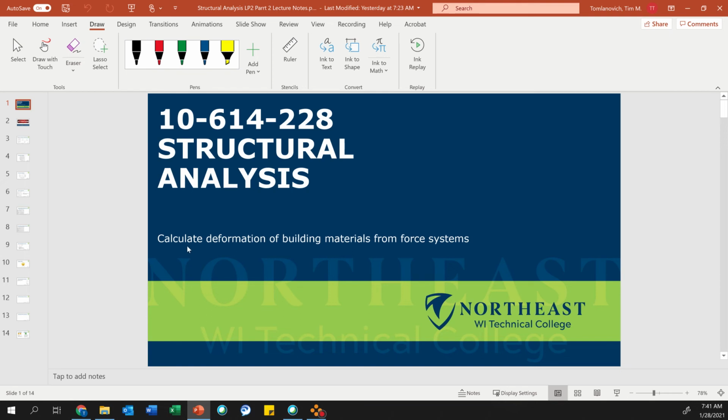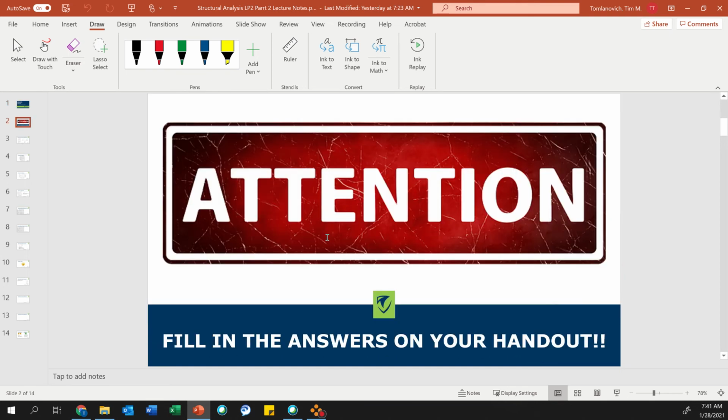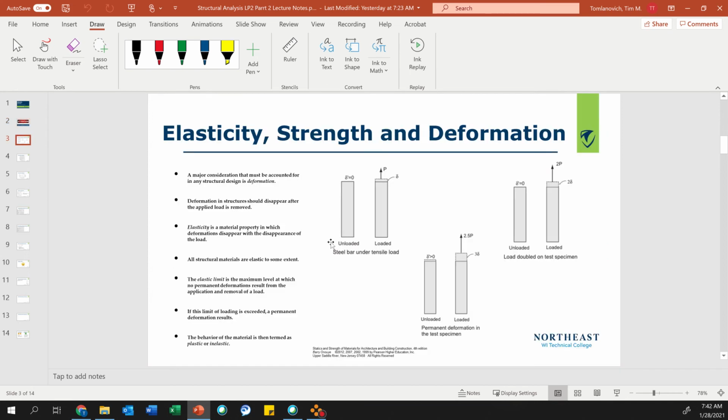What I'm going to show you is how to calculate deformation of building materials from force systems. Again, I have a lecture sheet, so this is Structural Analysis LP2 Part 2, so you should see the LP2 Part 2 lecture note sheet. So, elasticity, strength, and deformation.